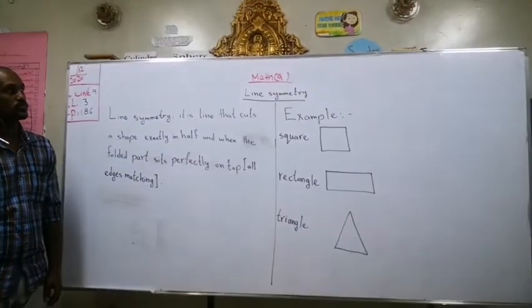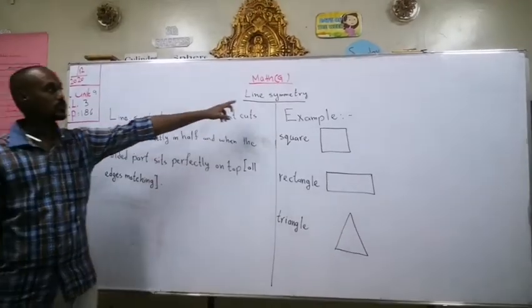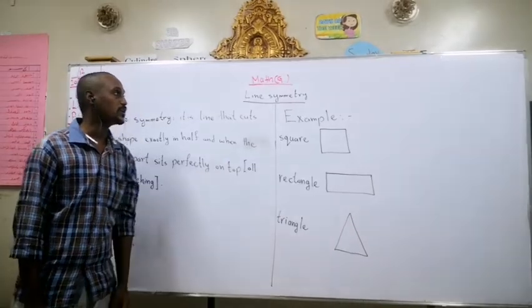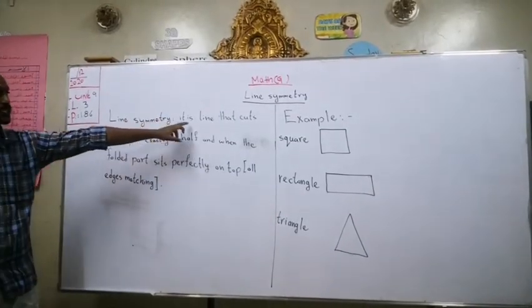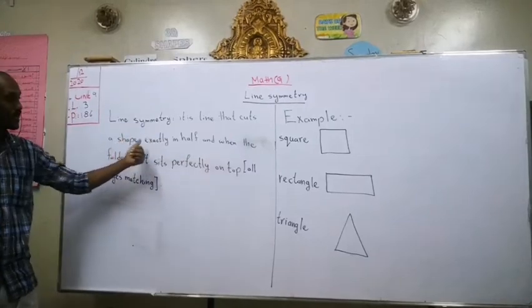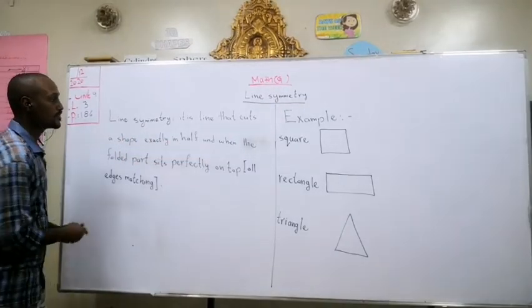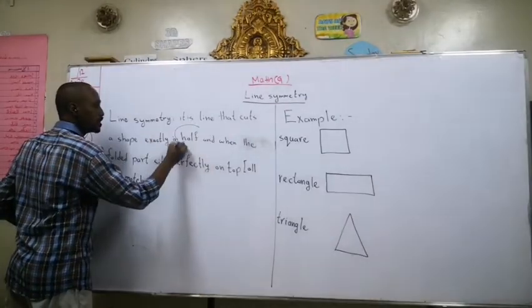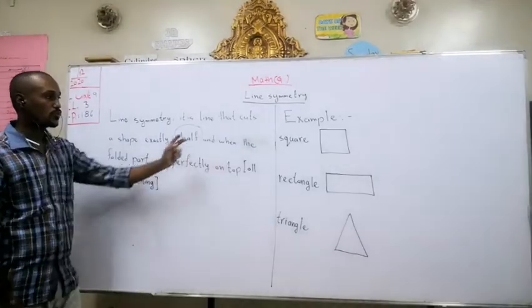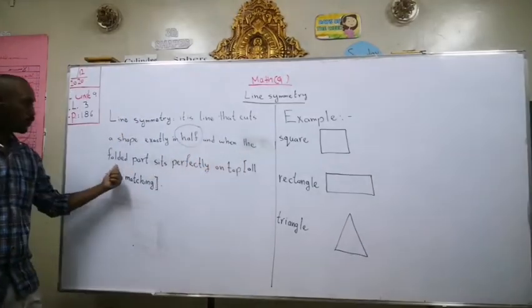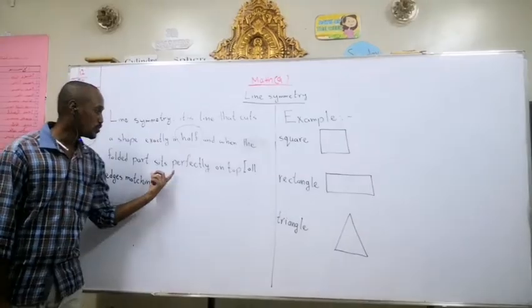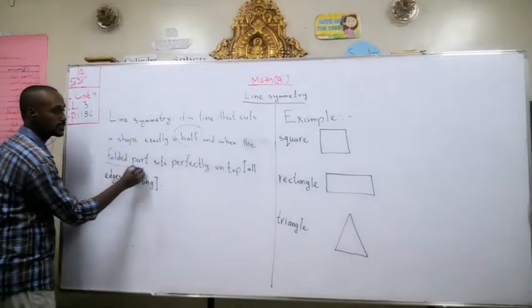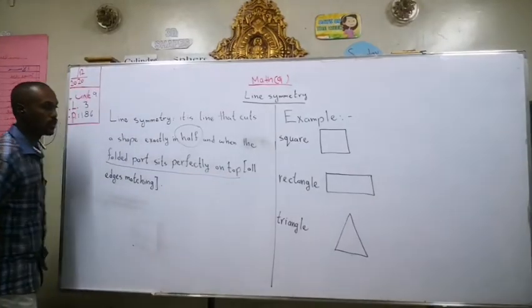Before, we're going to start a new lesson called line symmetry. So we should know what it means first. Line symmetry is a line that cuts a shape exactly in half. That means it cuts the shape into two equal halves, when the folded part sits perfectly on top. We're going to know what it means when the folded part sits perfectly on top.